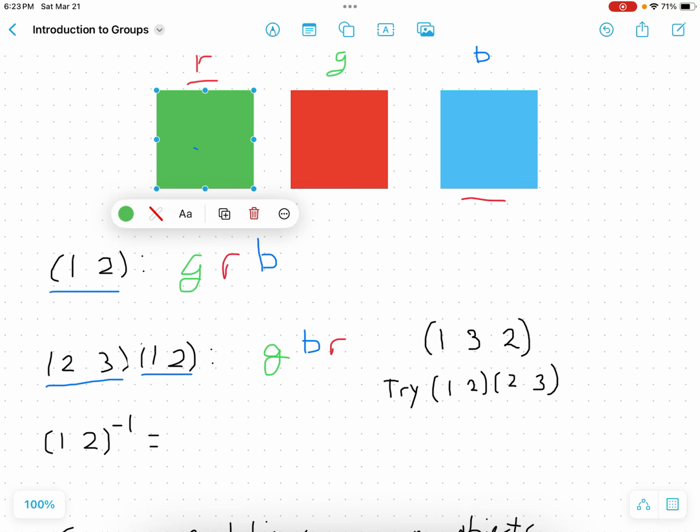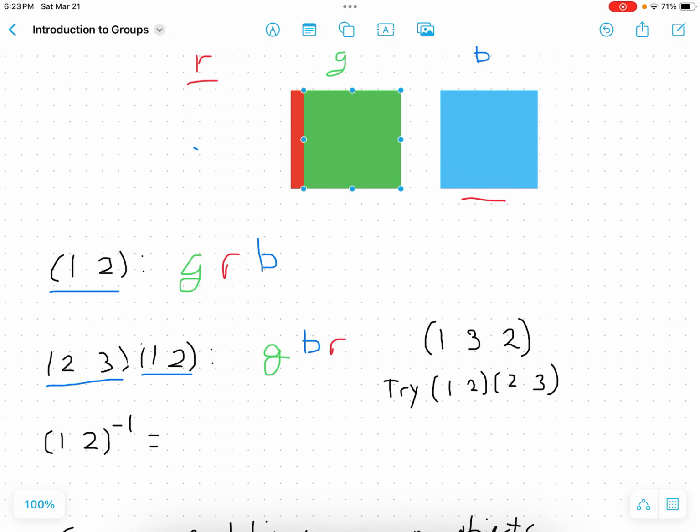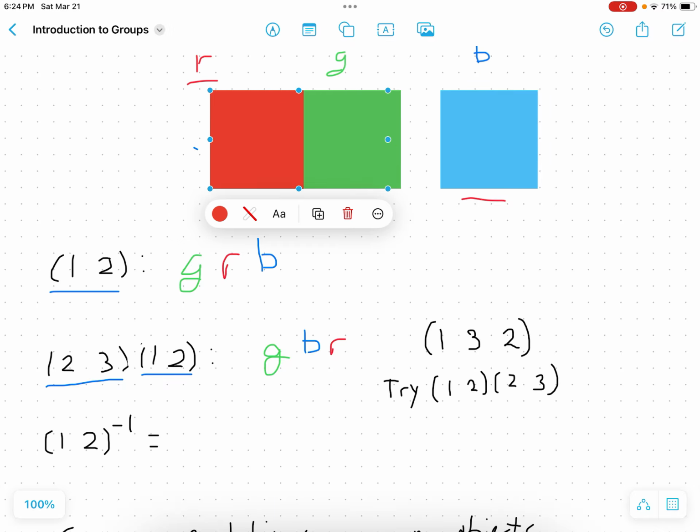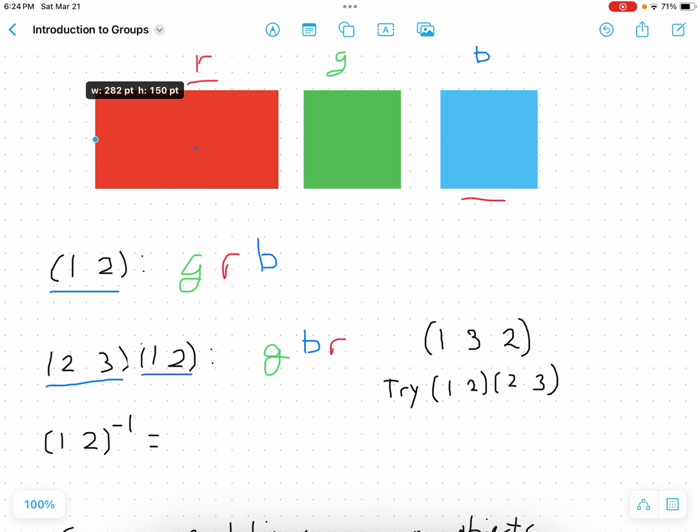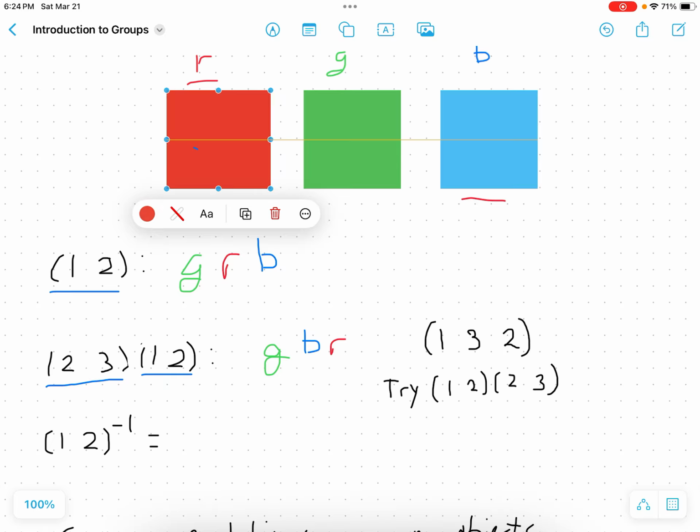But we also claim that there should be inverses. So this 1, 2, there should be something that I could do to get back to my original ordering. Here, it's easy enough. I just need to swap these two back. So if I do 1, 2 again, the thing that's here in position 1 goes to position 2. The thing that's in position 2 goes back to position 1. Oops. Oh well.